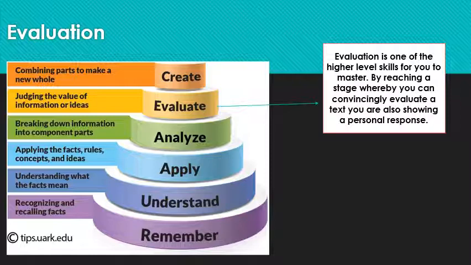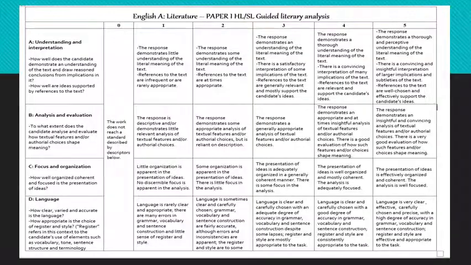By reaching a stage where you can convincingly evaluate a text, you're also therefore showing a personal response. So this is what I'm really pushing you to do. Same with your HLSAs, same with the IOC. If we look at the marking criteria, so criterion B, it literally says it within the criteria, analysis and evaluation. That therefore tells you straight away that you've got to do it for this criterion.